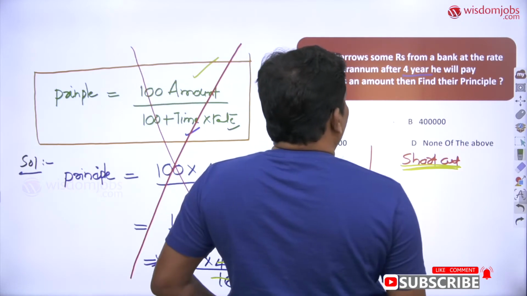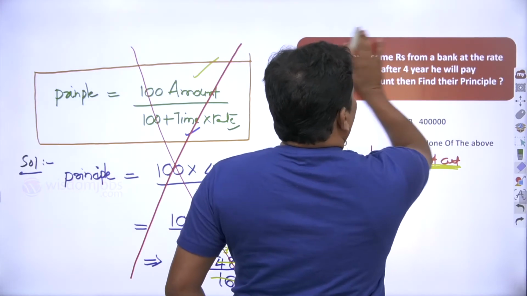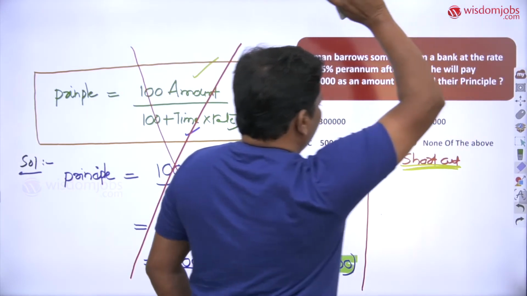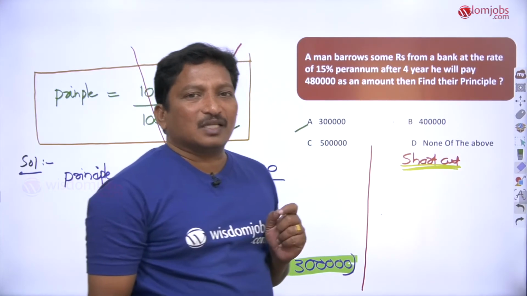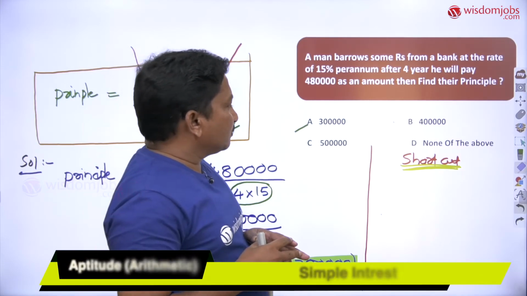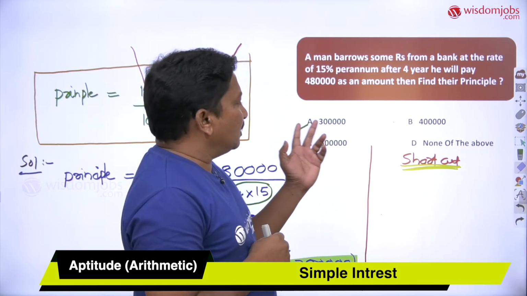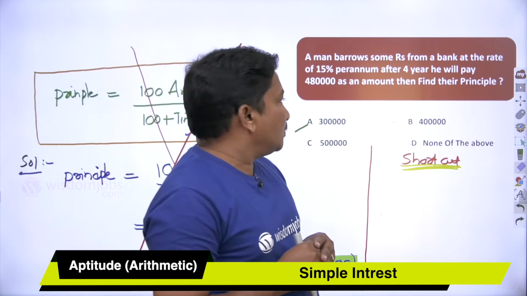But in the question you have to find the principal. The answer should always be less than this value, because the amount should be more than the principal value. By that reasoning, you can skip option C and option D, but three more options remain: option A, option B, and option D.